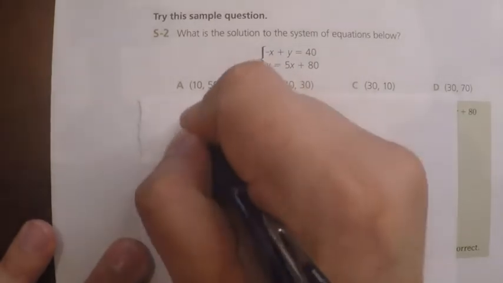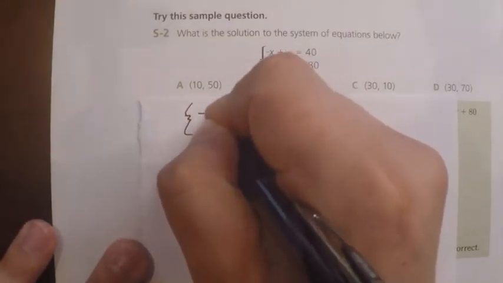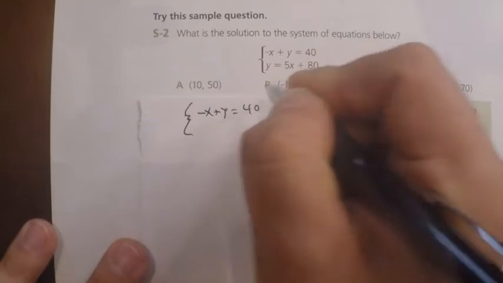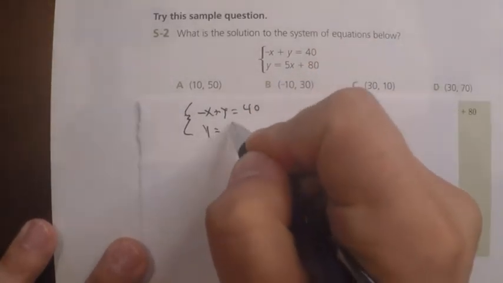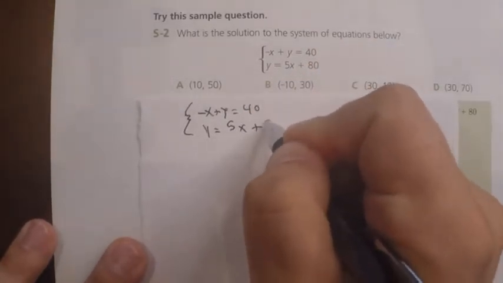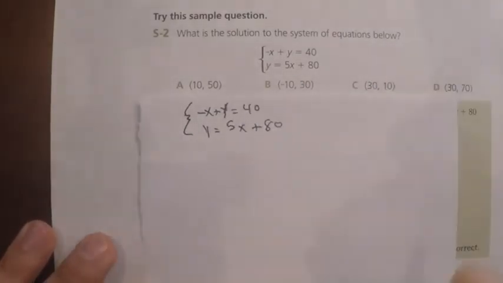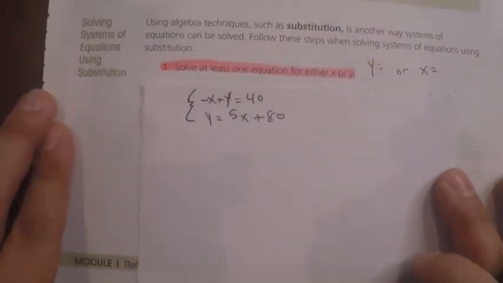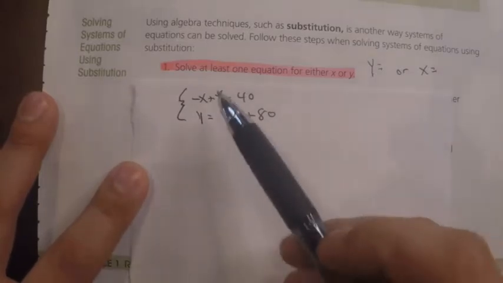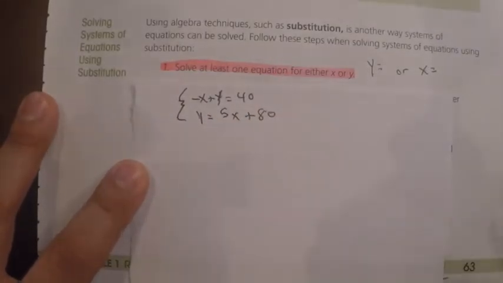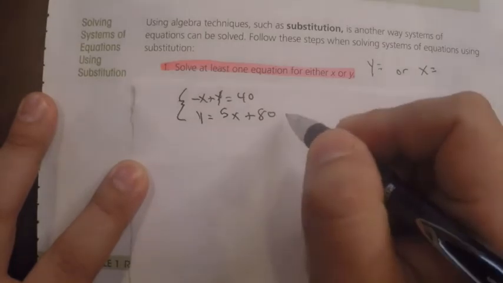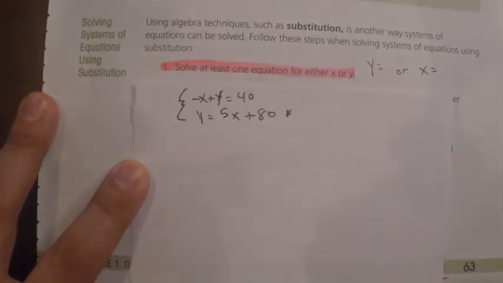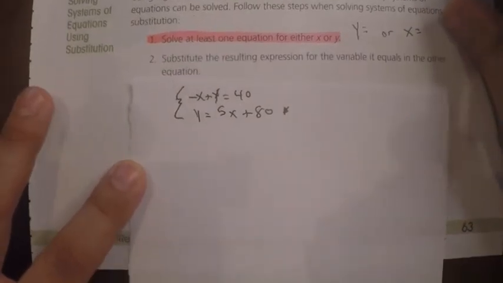So it says, what is the solution to our system? Then it's got negative x plus y equals 40, and y is equal to 5x plus 80. All right, so if we want to solve, we're looking for the x and y value that fits here. So when we take a look at our steps, the first step said solve at least one equation for x or y. So we look at these and we see that this equation here, our second one, is already solved for y. So that's why we're going to use substitution. So then we can move on to step 2.